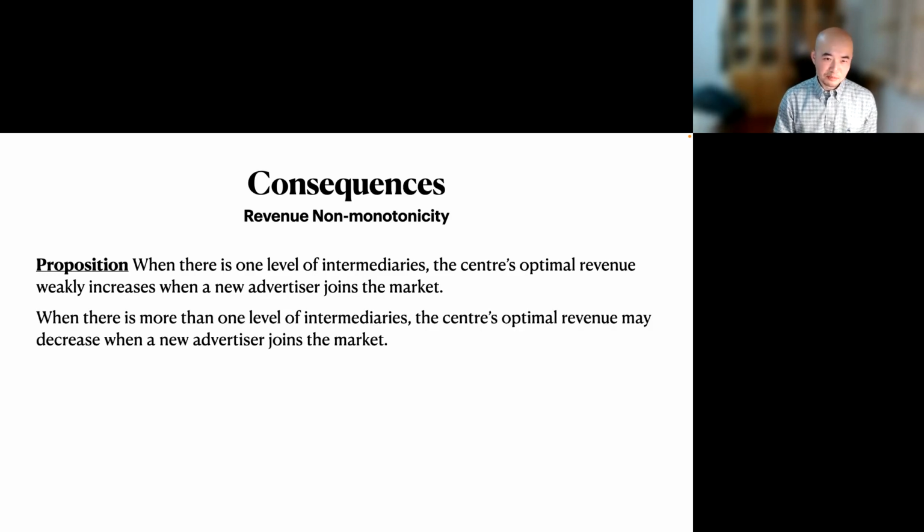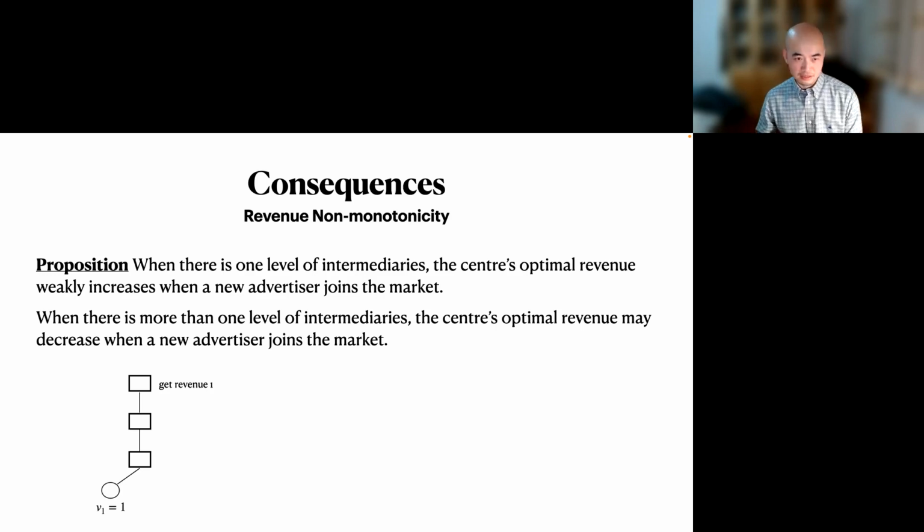However, if there's more than one level of intermediaries, so there's a DSP bidding to a DSP which bids to the market, then the center's optimal revenue may decrease when a new advertiser joins the market. Here's an example. If you have one advertiser with deterministic value 1 bidding to a DSP, to a DSP, to another DSP, to the center, then as we analyzed in the previous slide, in this case all the revenue goes to the center. So the center gets revenue 1.